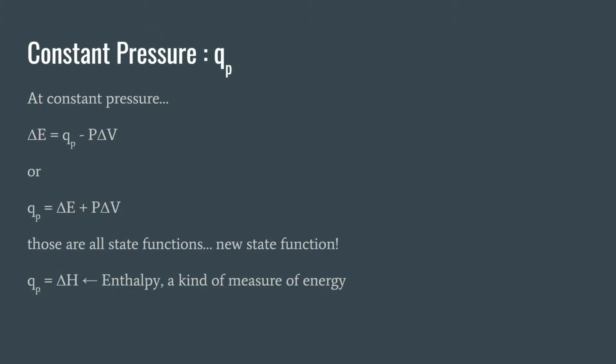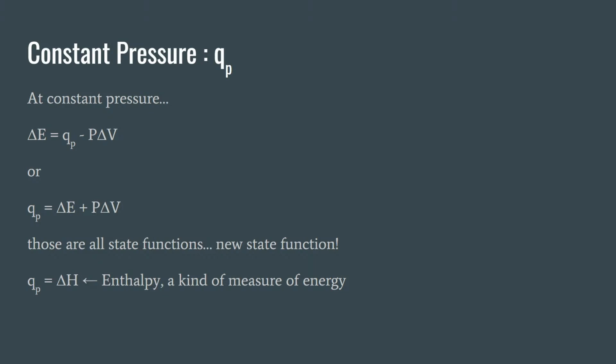But we can also work at constant pressure. Okay? At constant pressure, well, it's slightly different. Still Q minus P delta V. So you rearrange it, and Q is equal to delta E plus P delta V. But here's the thing. Delta E is a state function. P is a state function. Delta V is a state function. These are all state functions. So Q, heat at constant pressure, is also a state function.